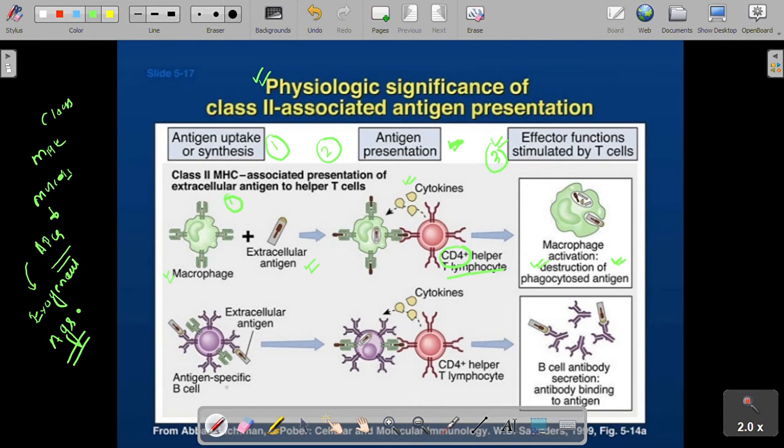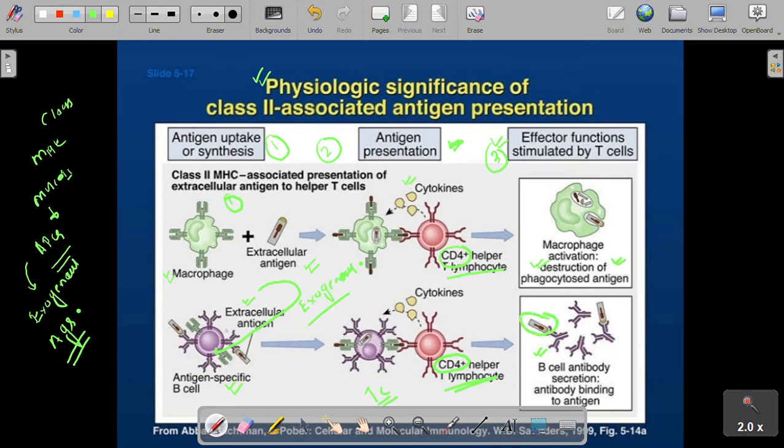In the second case, the antigen-specific B cell encounters an extracellular antigen, so it is processed inside the cell with the help of the exogenous pathway, as we have studied already. When it encounters a CD4 plus receptor on the T lymphocyte, the Th cell secretes cytokines, and in response the effector function stimulated by the T cell is B cell antibody secretion, so antibody binding to the antigen and its destruction.